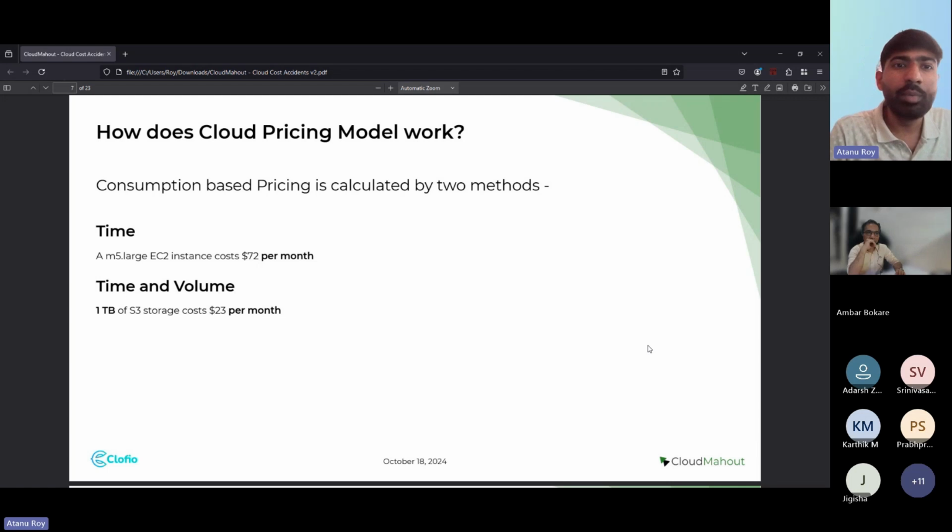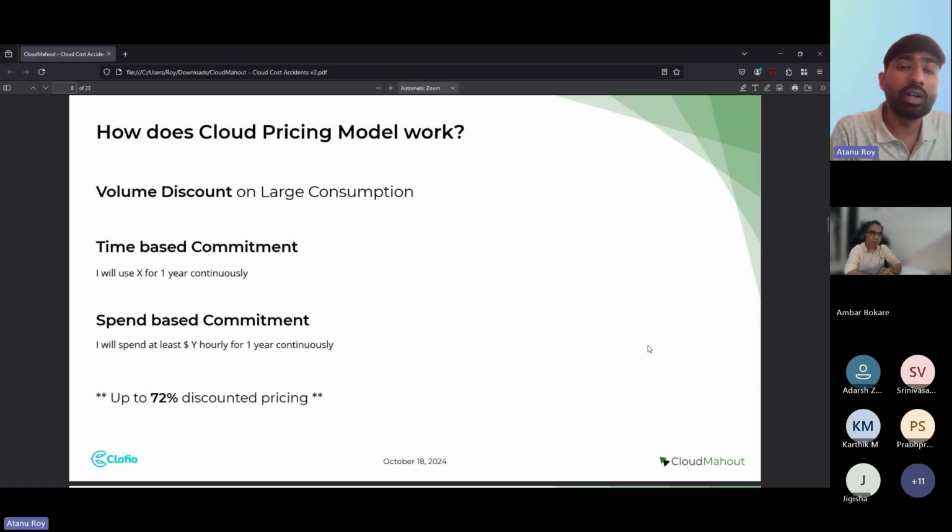In our entire webinar today, we are going to take a lot of examples from AWS because that has been the most commonly used cloud platform. But if you are using Azure or GCP, the concepts and the ideas are exactly the same, right? So feel free, maybe in the Q&A section, if you have any Azure or GCP specific question, we can take that up. So coming back to the topic, cloud pricing, it is done in two different dimensions. One is time, another one is time plus volume.